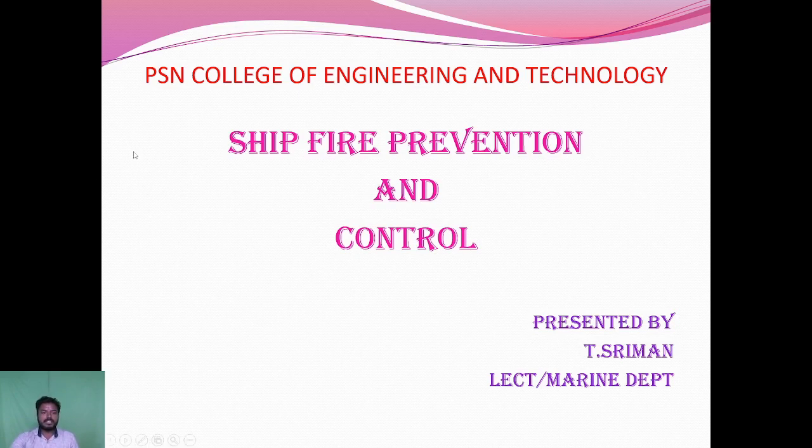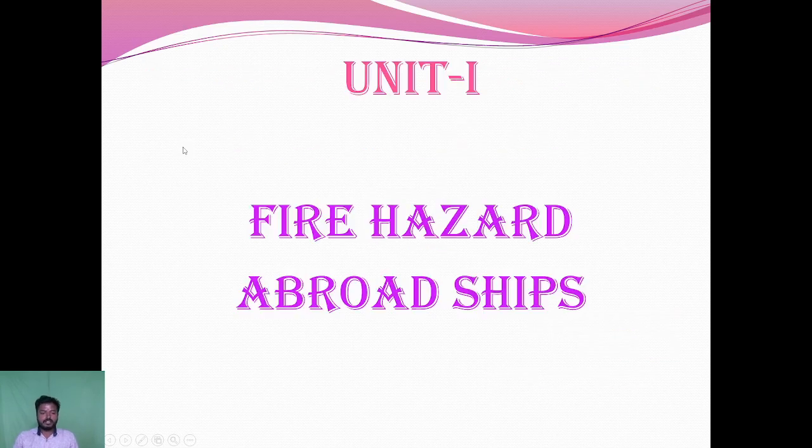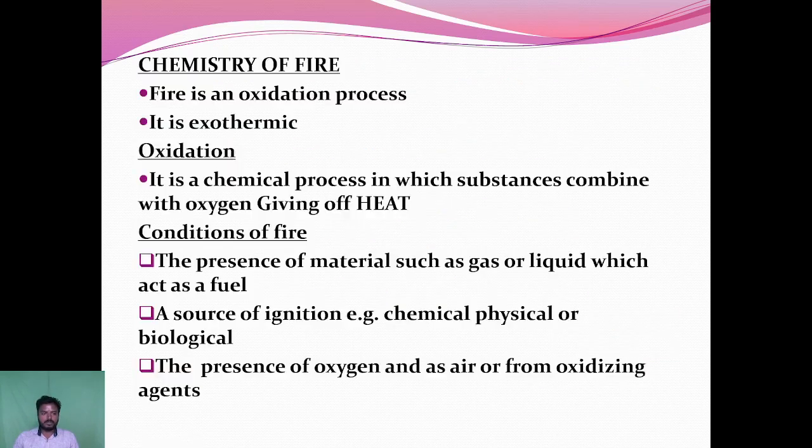Here we are going to see ship fire prevention and control. Fire hazards on board ship. Chemistry of fire. Fire is an oxidation process. It's an exothermic oxidation, a chemical process in which substances combine with oxygen giving off heat.